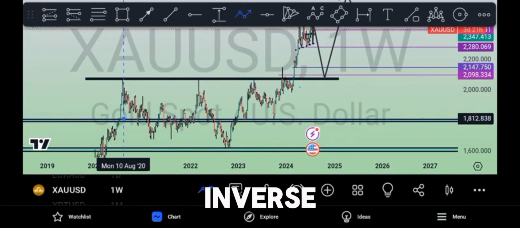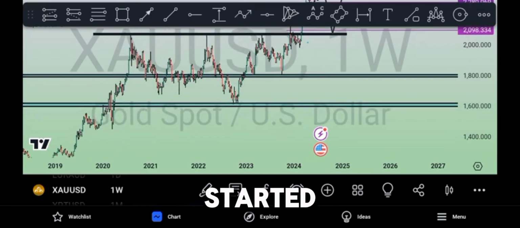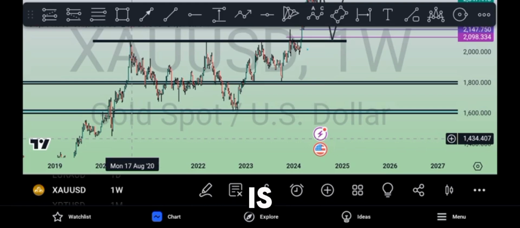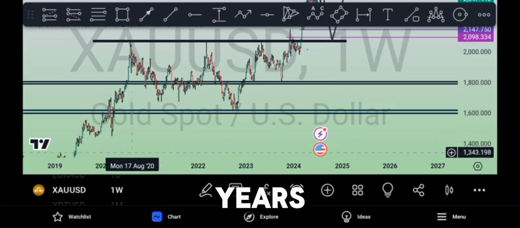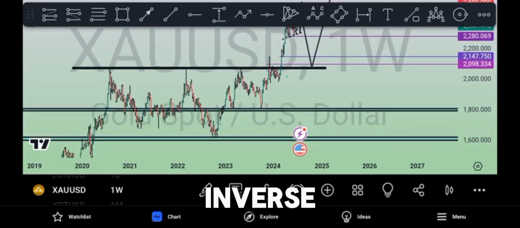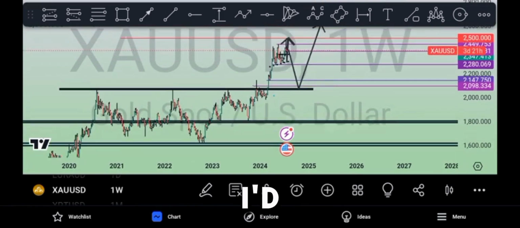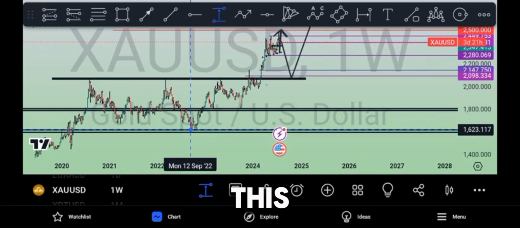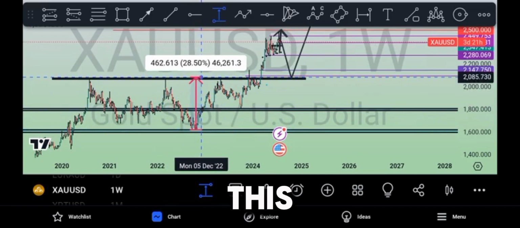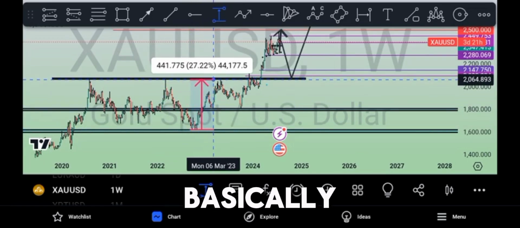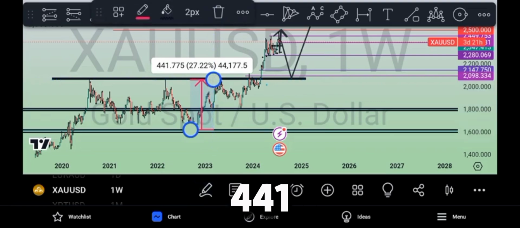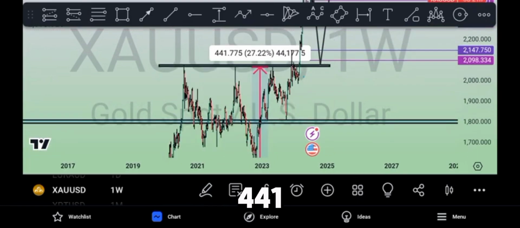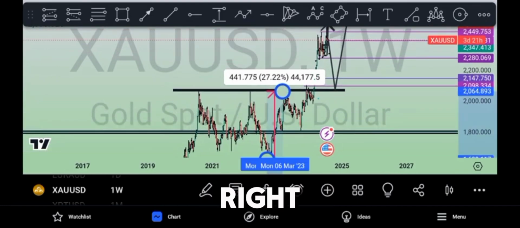Now this inverse head and shoulder started forming around 2020, which is practically 4 years. It took 4 years to create this inverse head and shoulder. Now let's just calculate this range. It's a range of 441 pips, if I'm not mistaken, right here.